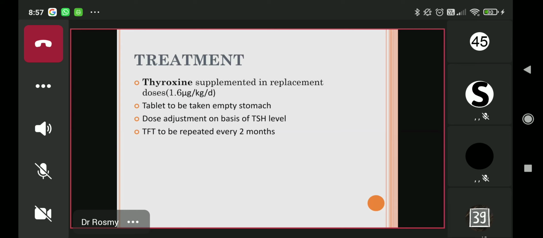You have to replace the hormone. There is a deficiency of the thyroxine hormone, so you provide the patient with thyroxine. I have mentioned the replacement dose. As and when you come to the clinics, you will come to know how you calculate these doses. But you should remember the thyroxine hormone is to be taken on an empty stomach early in the morning.